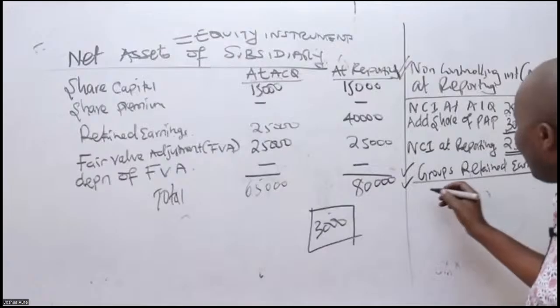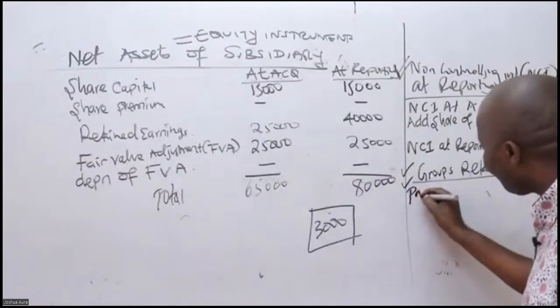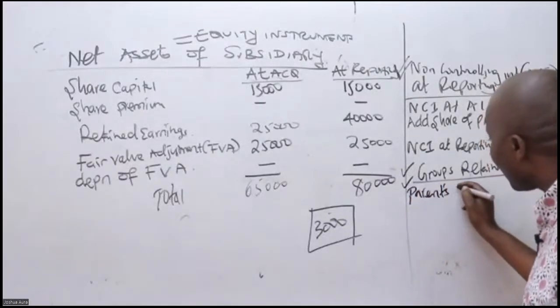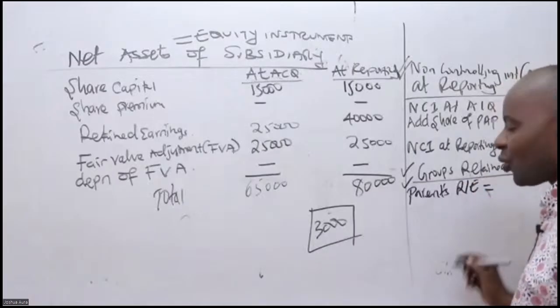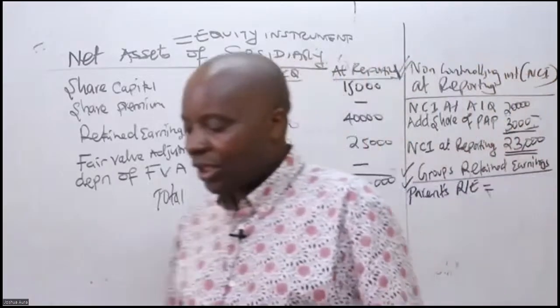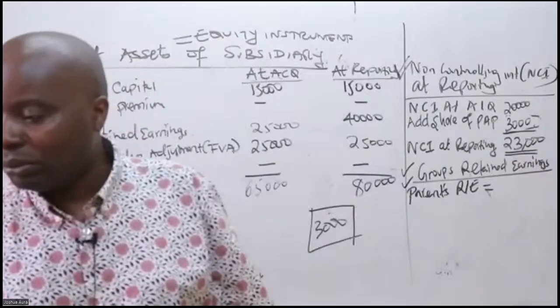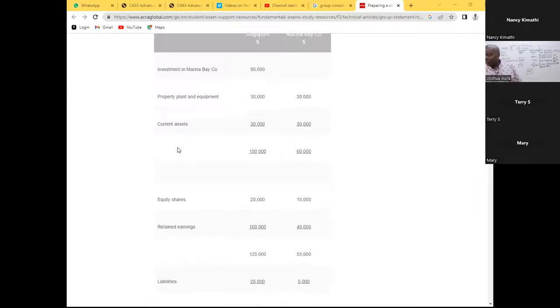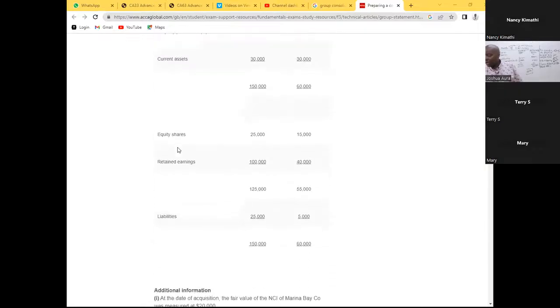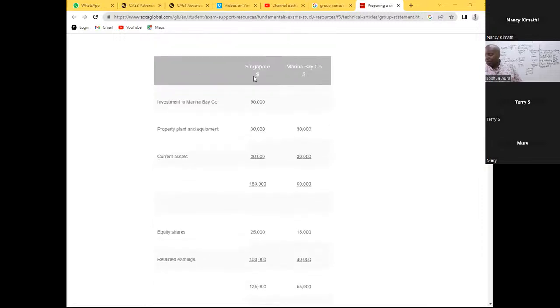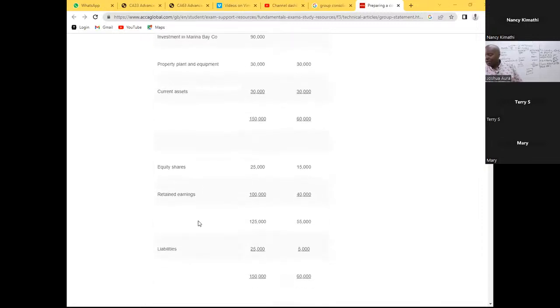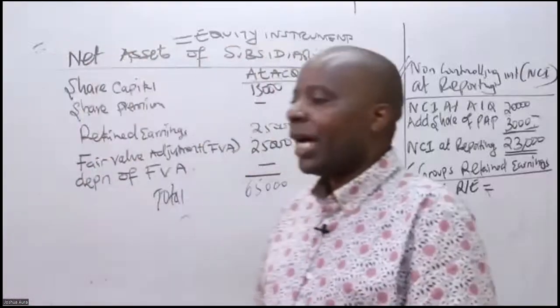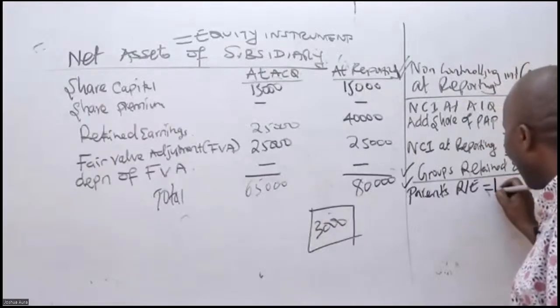Great. So group's retained earnings. Now you come and give us here the parent's retained earnings. Are you able to see the parent's retained earnings? The parent is called Singapore. You can see the parent here. Singapore has what retained earnings? 100,000. So retained earnings of the parent, we have 100,000.